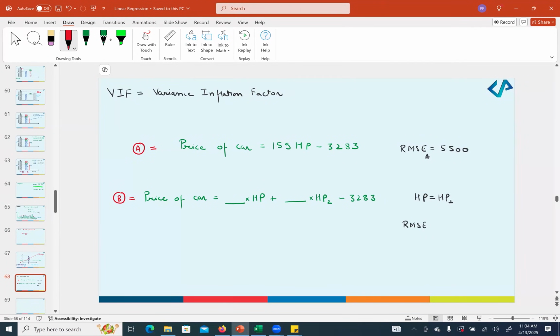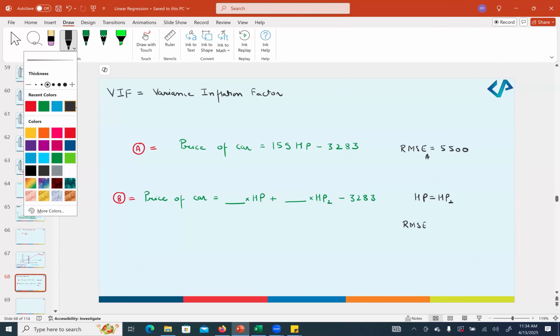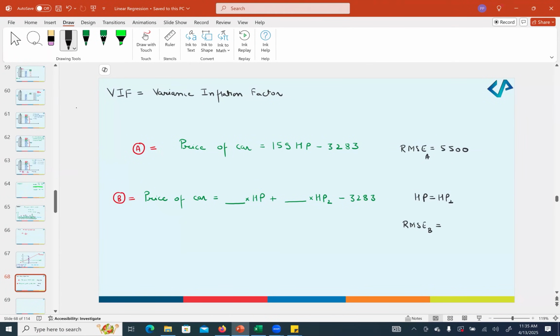In case B also you will get some error. I don't know what it is. But I want you to tell me, between RMSE A, the error for the first model, and the error for the second model, which error will be more? Will A be more than B, or B more than A, or both being equal? RMSE A should be greater than RMSE B. Okay, so you are saying the second model will be more accurate than the first model.